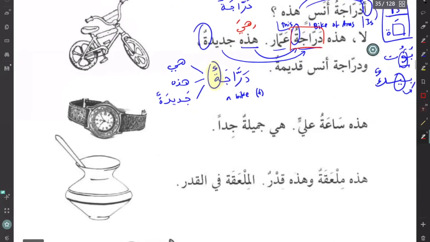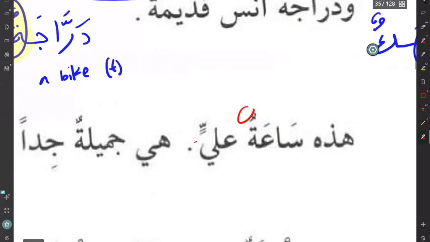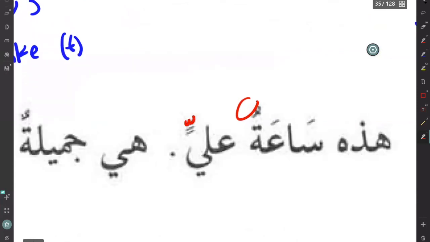There's not much to talk about here. Hadhi sa'atu Ali. Same concept, sa'atu Ali. And sometimes, by the way, if you have a shadda, some books put the kasra here. But if you have a shadda, usually the standard way is writing it under the shadda. So this indicates it's kasra. And if it was fatha, it would have been here. Okay, just pointing that out.